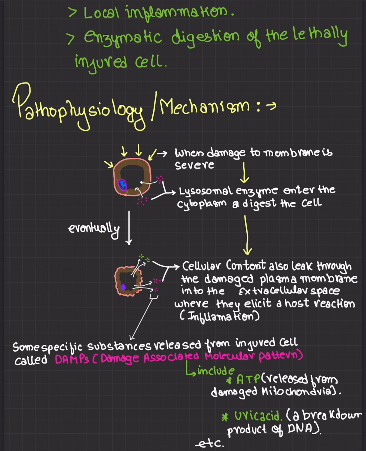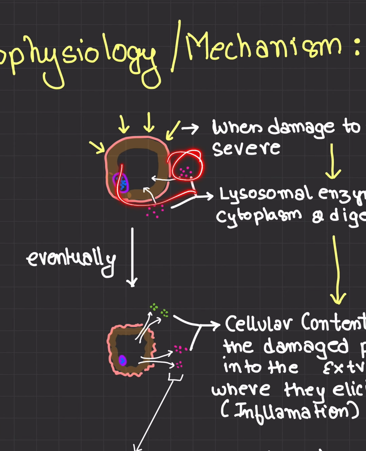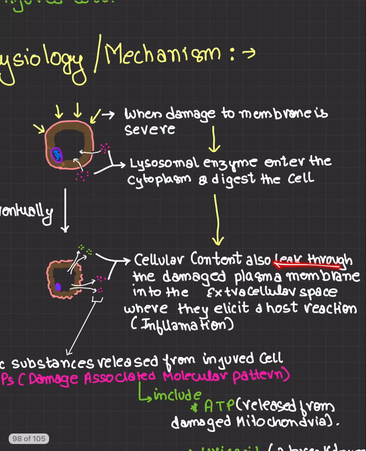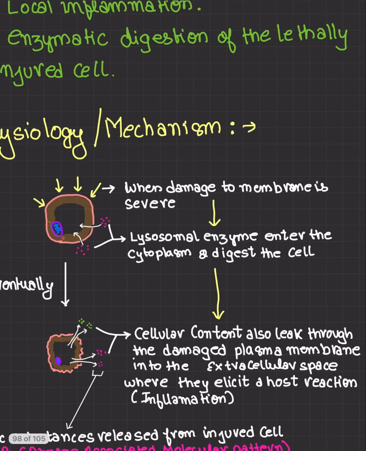So if we talk about the mechanism of necrosis, when damage to the membrane is severe, it leads to lysosomal enzymes entering the cytoplasm and digesting the cell, as I have shown here. Eventually, cellular contents also leak through the damaged plasma membrane into the extracellular space, where they can elicit a host reaction. As I have shown here, there are some substances which are released out of the cell.